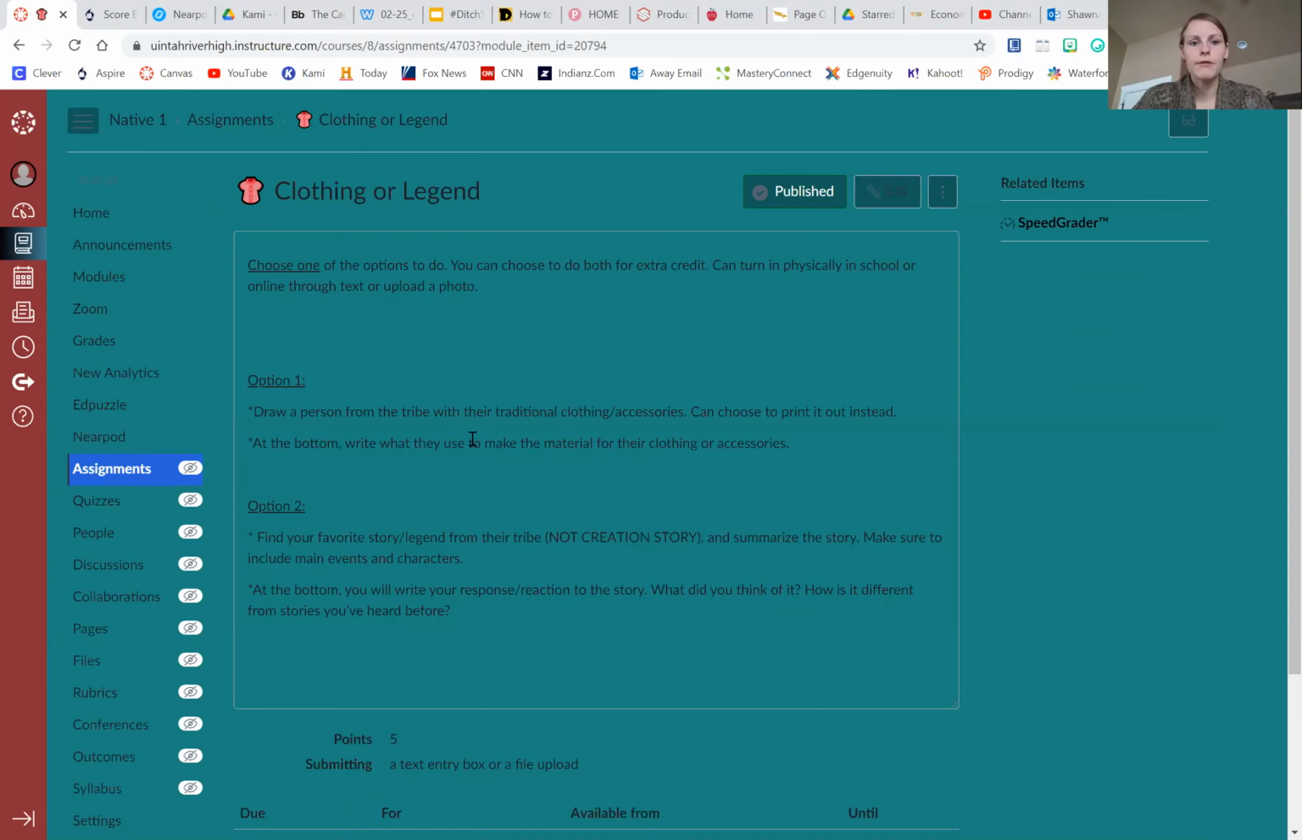So you can draw a person from the tribe with the traditional clothing accessories. You could choose to either find a picture and print it out, or upload it here. Or you can print it and bring it to me, but it'd probably be easier for you guys online just to save it to your computer and upload the picture to this assignment. But you also need to write what they use to make the material for the clothing or the accessories that you have in your picture.